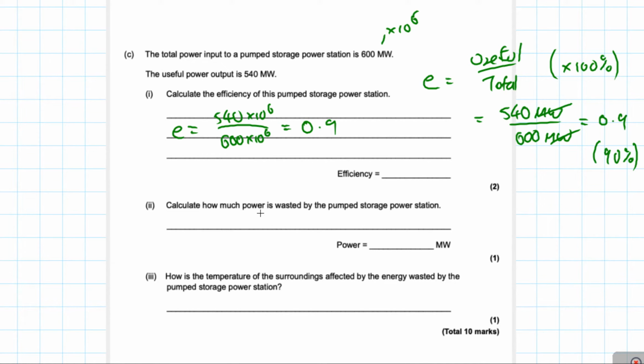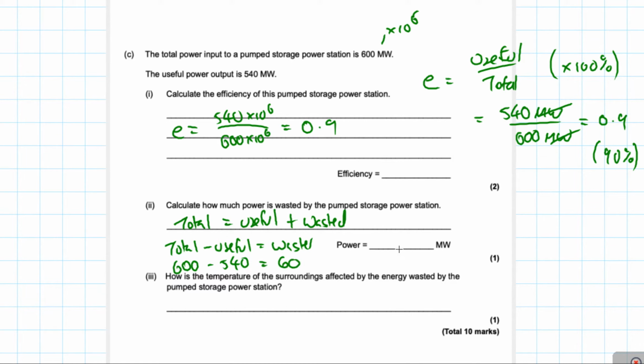Calculate how much power is wasted by the pumped storage station. So total is equal to useful plus wasted. If you were to find the wasted, you would subtract the useful and move that to the other side. So it's total minus useful equals wasted. Here it's 600 minus 540, which is equal to 60. And don't forget the units: it's 600 megawatts minus 540 megawatts, which is equal to 60 megawatts.